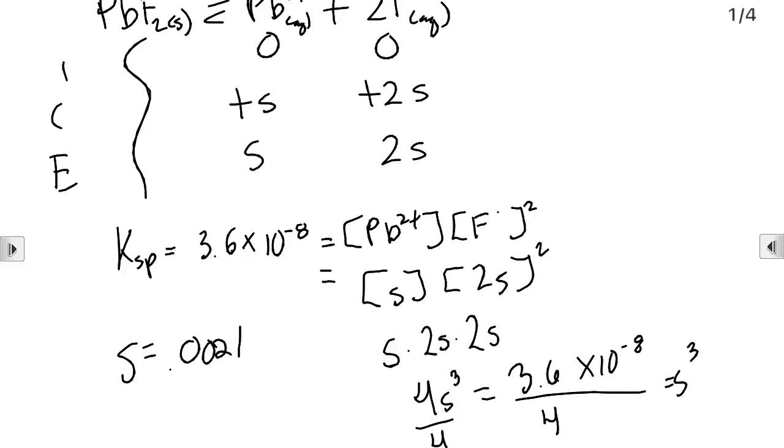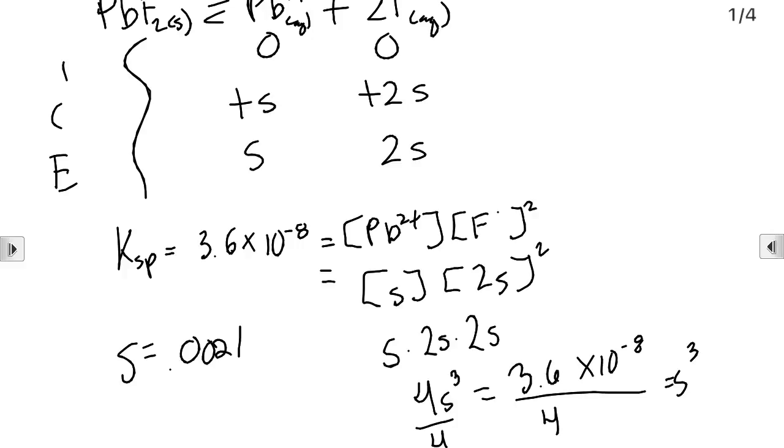Do you remember a minute ago I was like, you can't just look at the KSP value to determine which one has the higher solubility? This is what you have to solve for. You have to solve for S to see which one has the higher solubility. This is the molar solubility. You have to solve for this to compare solubilities, okay?